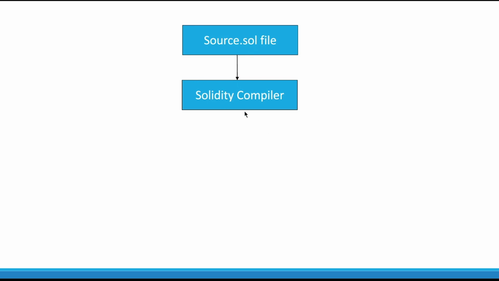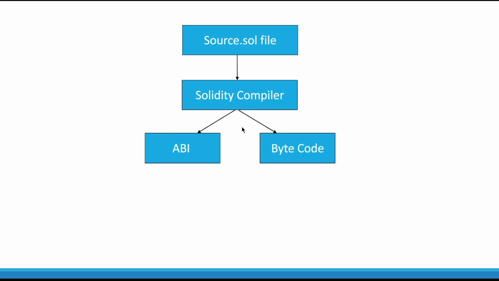Then our Solidity compiler splits this file into two parts, 1 and 2. The first one is ABI and the second one is bytecode. And this bytecode is the one which actually gets deployed to our Ethereum blockchain. So let us talk about our ABI first, and then we will talk about our bytecode.